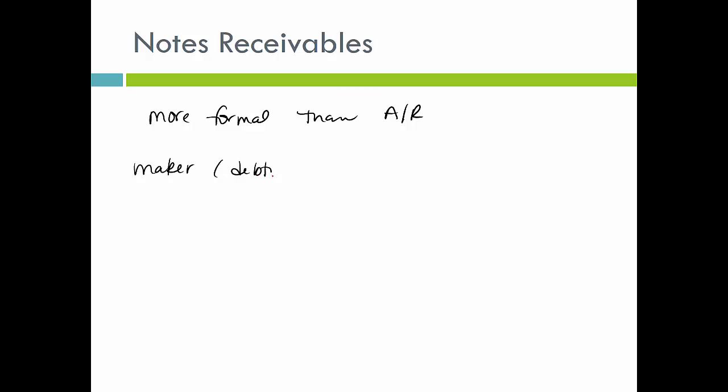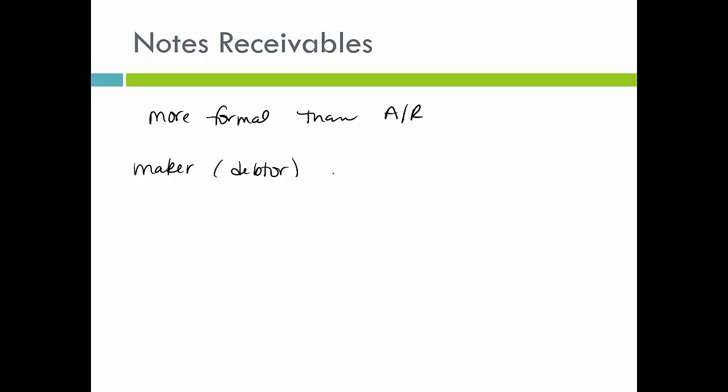Okay, the last thing we have to talk about in this chapter is notes receivable. And this is something that is more formal than accounts receivable. So a couple terms. The person who's borrowing the money is called the maker of the note. So this is the debtor, the person who owes.